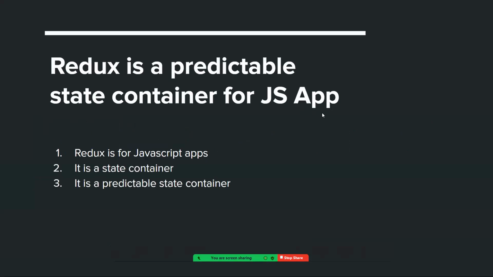So basically, Redux is a predictable state container for JavaScript apps. What do we mean by predictable? Let's divide this statement into different chunks. The most understandable chunk is that Redux is for JavaScript apps, which means we can use Redux with all types of JavaScript apps like React, Angular, Next.js, React Native, and so on.